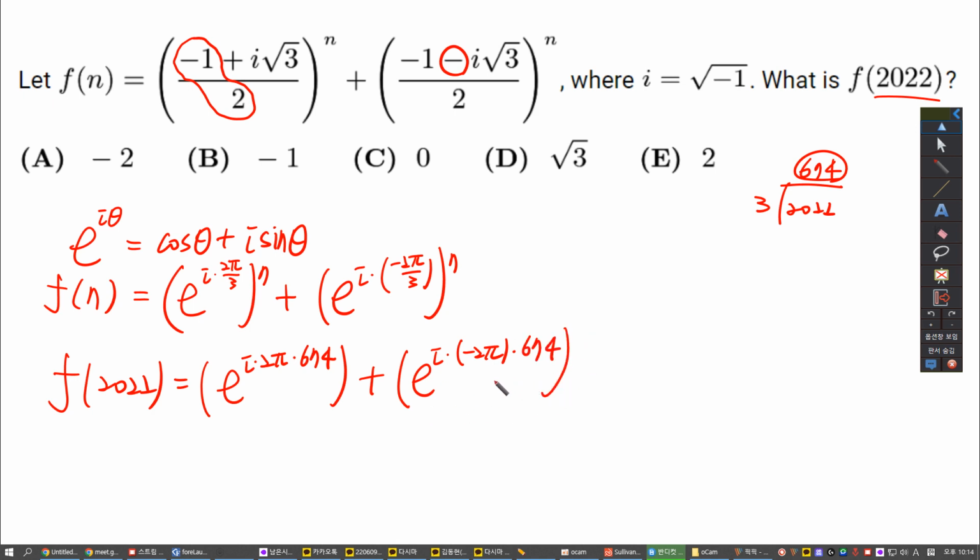Because it's a multiple of 2 pi, in this case it is equal to 0. I mean, cosine 0 is equal to cosine 2 pi. So we can think of this value as just 0 because that's a multiple of 2 pi. That makes the exponent 0, so both exponents are 0. So what's the sum of these two values? Two. Yep, so the answer is E.